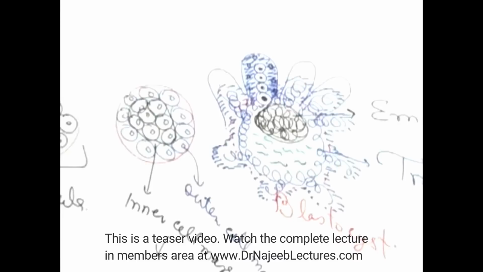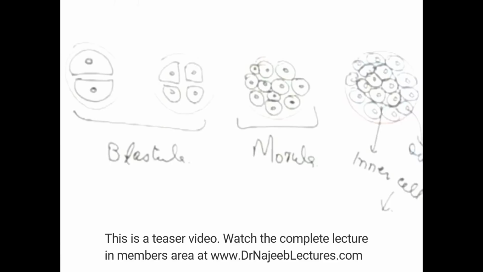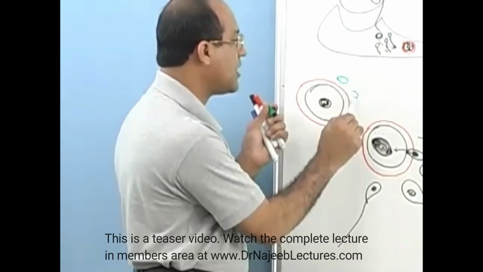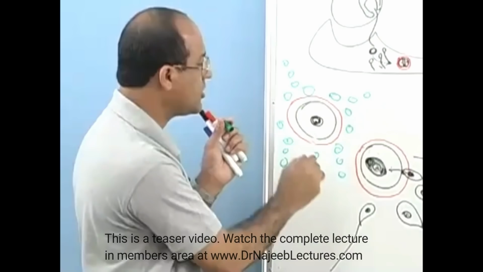Right? Let's recap. What really happened up to now? Attention please. Come here now. Originally there was just, you can say, ovum, and it was having zona pellucida, and there were some cells around it, and these cells were making some mass like this. So this is corona radiata, right?